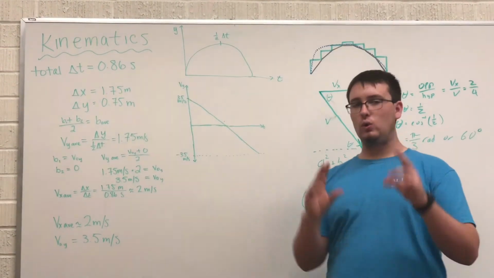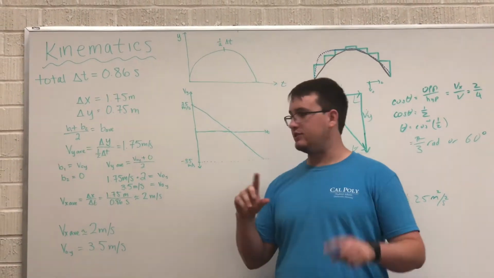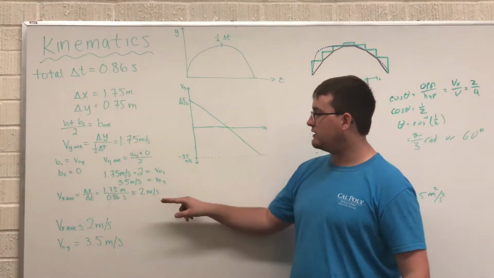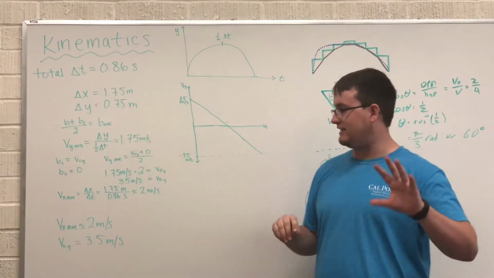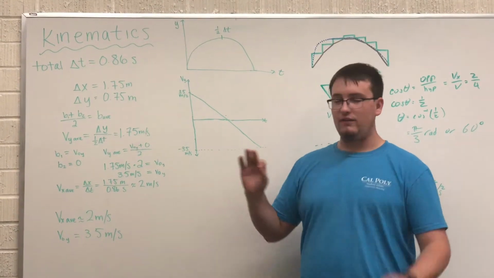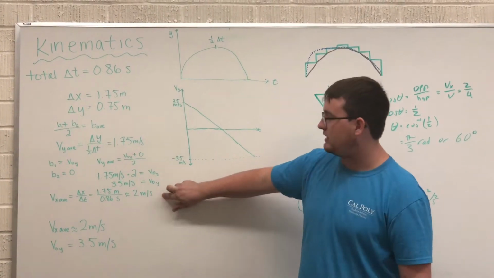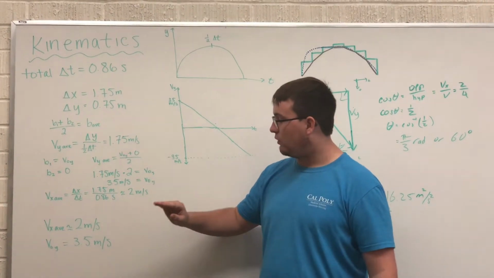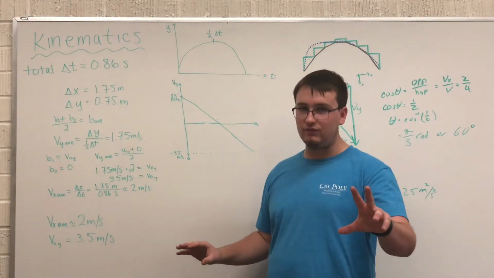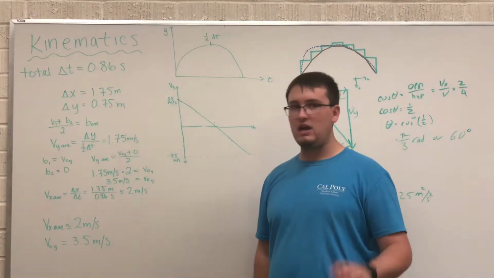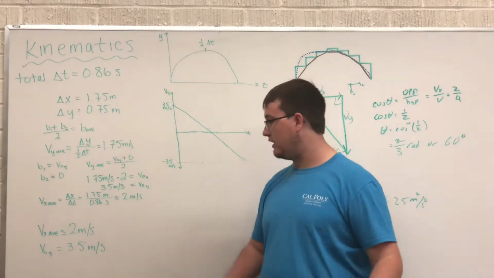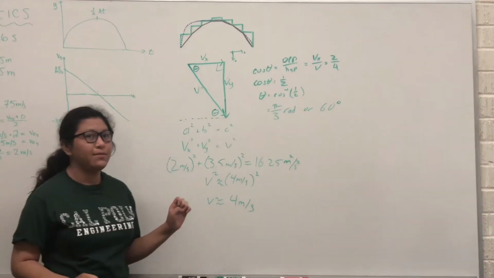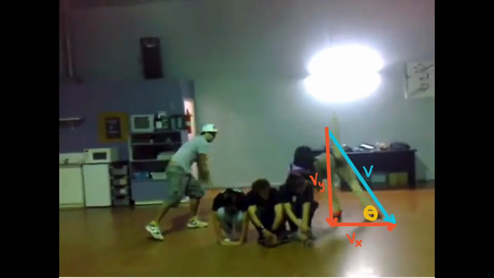So the average horizontal velocity is change in x over the change in time, which is about 1.75 meters over 0.86 seconds. Now, if you actually calculate that, that's approximately 2 meters per second. So now we have the horizontal velocity average 2 meters per second and v naught y, which is 3.5 meters per second.